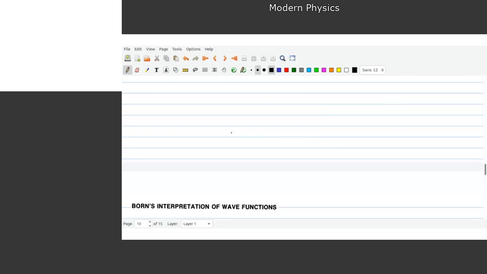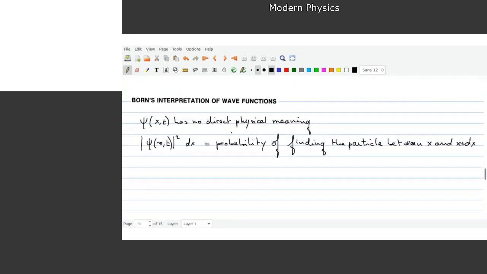And here I also want to remind you that we have this Born interpretation. I don't think I told you this name last lecture, but Born is who gave this interpretation to the wave function. As I said, psi of x and t has no direct physical meaning. It is a complex function.